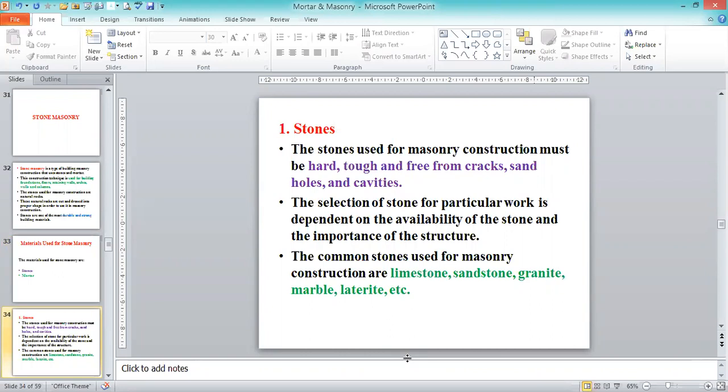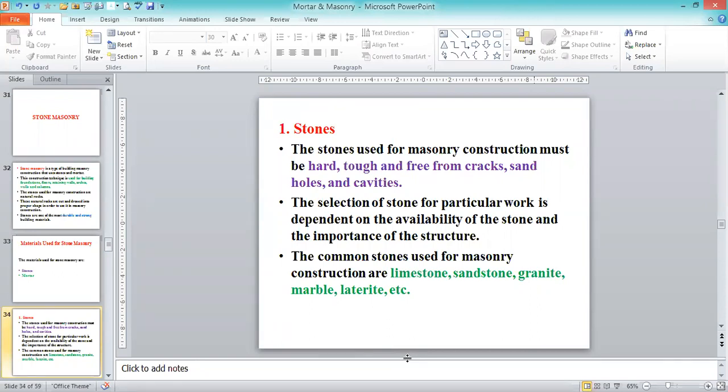The characteristics of the stones that we are going to use for the stone masonry work: the first characteristic is that it has to be hard. It has to be hard, tough, and free from cracks and holes or cavities. Always, as with any building material we use for construction, it has to fulfill the requirement of being hard, tough, and durable. These are three important characteristics that have to be fulfilled. Then we say it is a very good building material for construction.